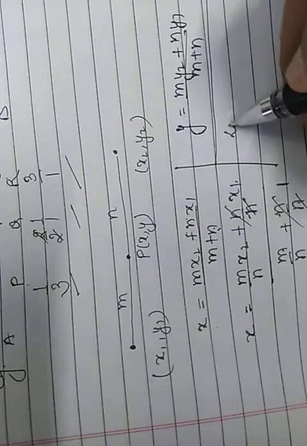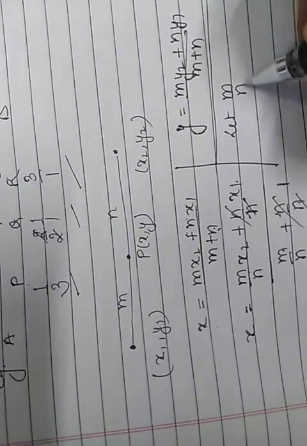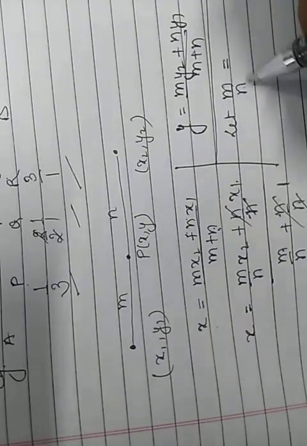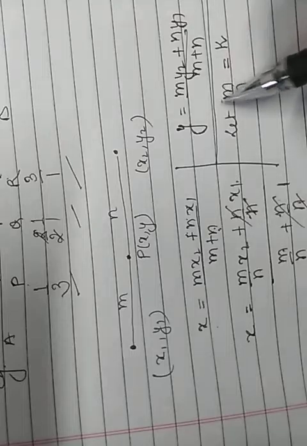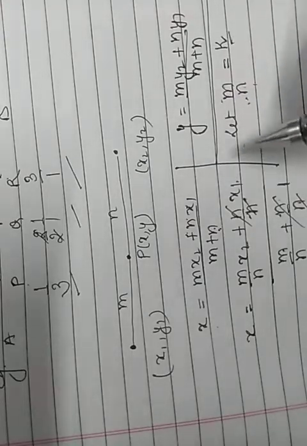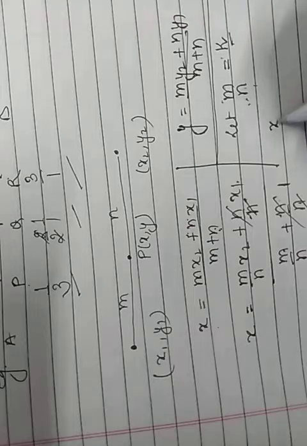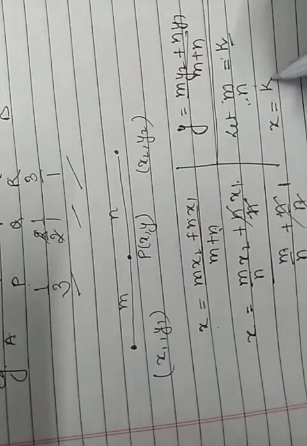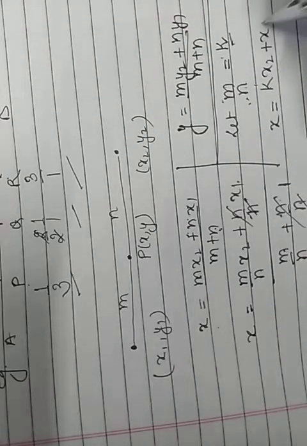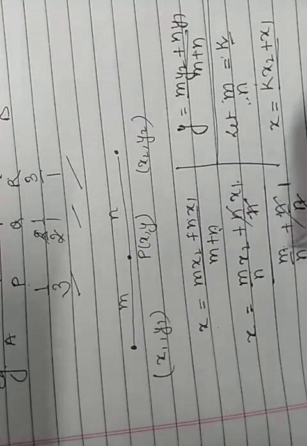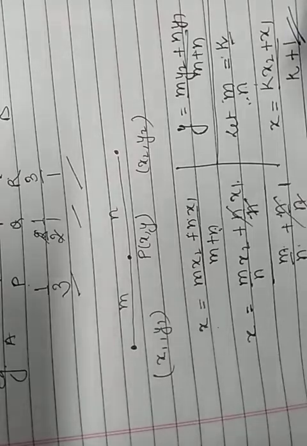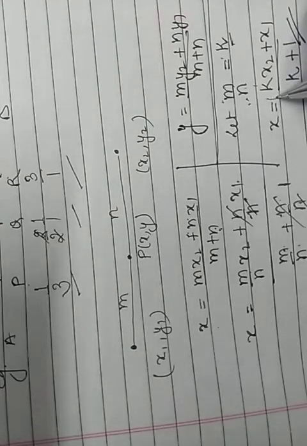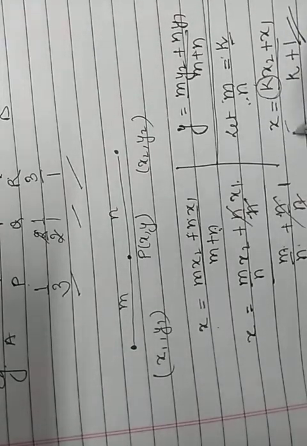So I will assume that m upon n, this is the ratio that we have to find, let it be equal to k. So the formula of x becomes kx2 plus x1 upon k plus 1. So this is the formula I will use to calculate the ratio while using the x coordinate.